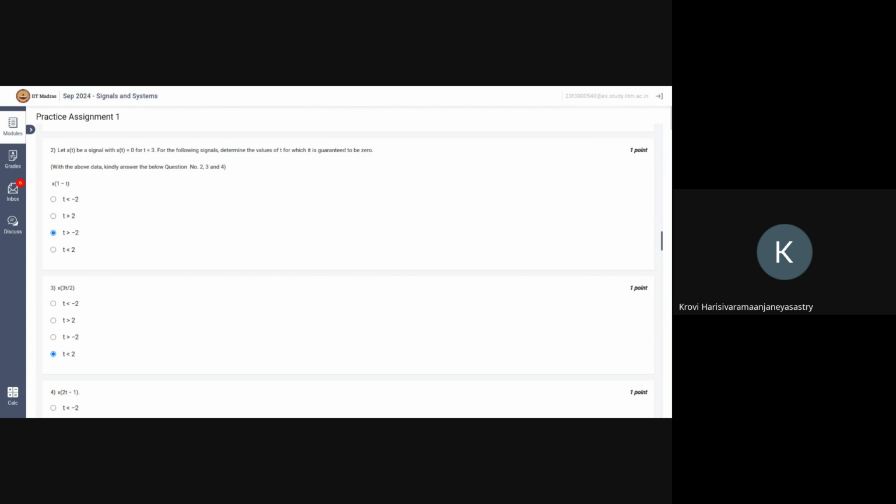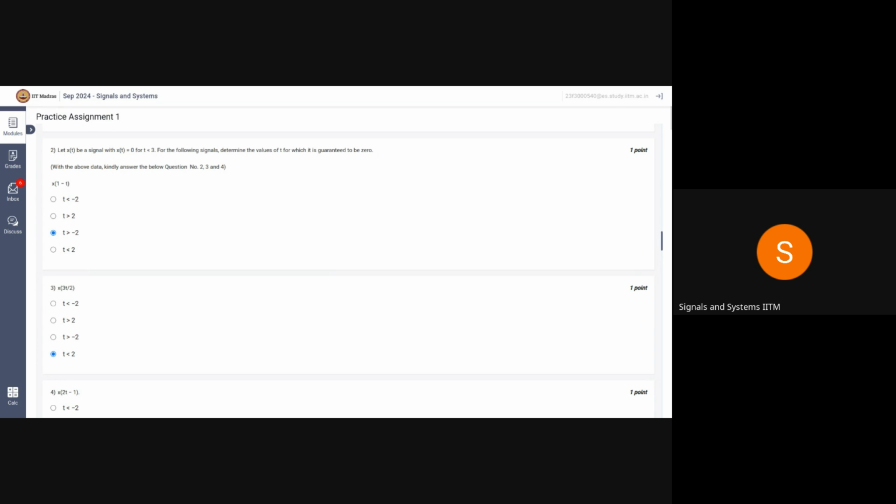So the question is that x(t) is equal to 0 for t less than 3. I have to calculate x of 1 minus t. If I draw this signal, it will start from 3 and achieve a magnitude A. Below 3, it is 0. This is my x(t) signal.